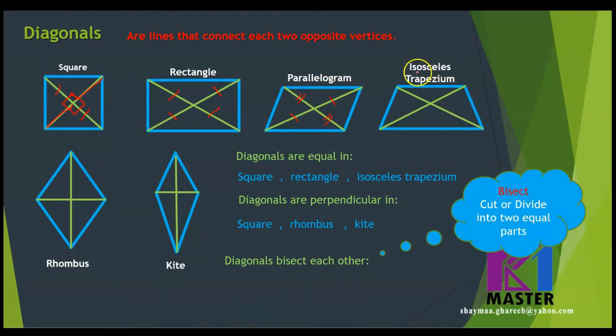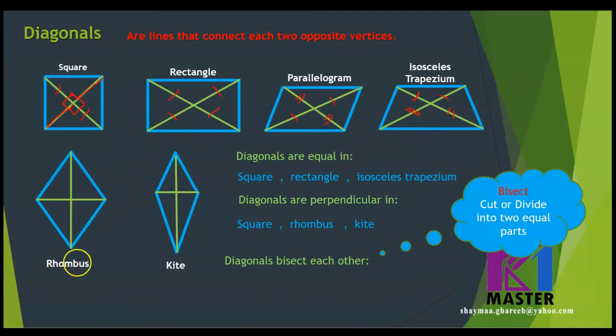What about the isosceles trapezium? What do you think? Is this part equal to the other part of the diagonal? No, they are not equal. They are different. Is this part equal to this part? No, this part is shorter than this part. So they are not equal to each other, so they don't bisect each other in the isosceles trapezium.